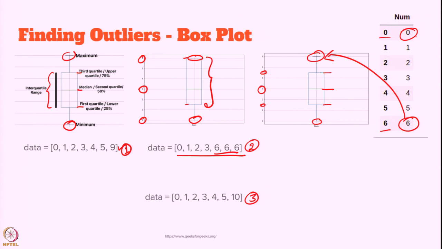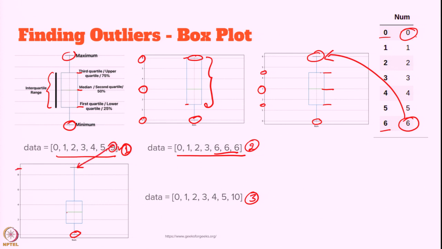Now we will go to the second case. In the second case, we have 0 to 9. Again, 0 is the minimum number and 9 is the maximum number. This is 9. Now we have the median, which is 3, and then we have 1.5 and 4.5 as the first quartile and the third quartile. You can see that the entire data is represented within the box plot.